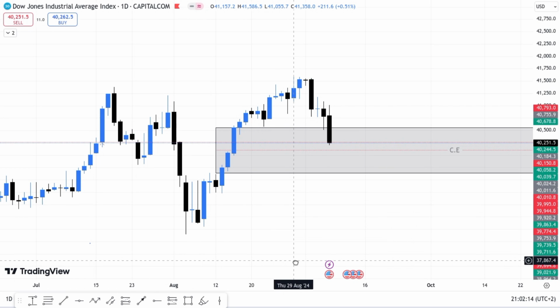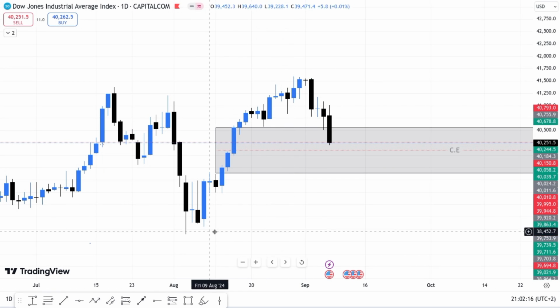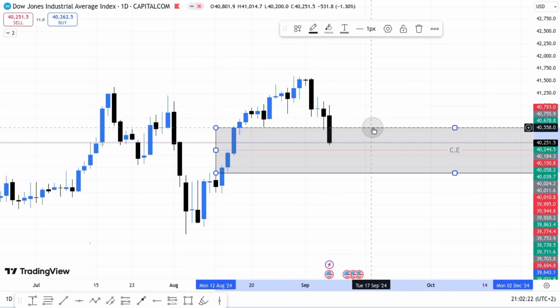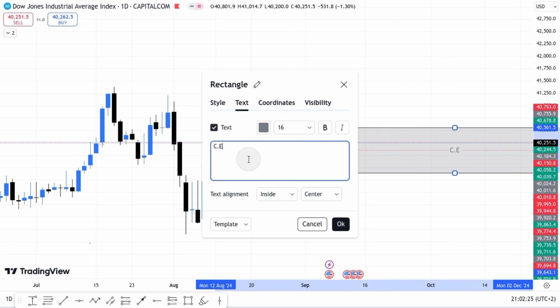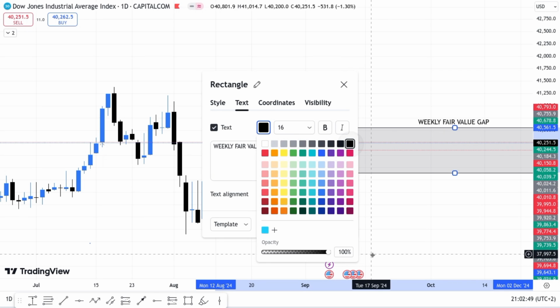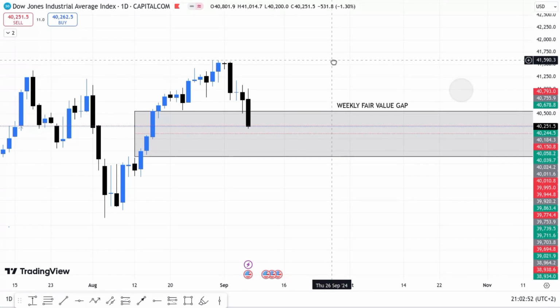While I'm on my daily time frame, I can see a couple of fair value gaps in that same space. Let's mark this one out properly and give it a name tag. Let's label it weekly fair value gap. I want this to be on top and I want to change the color to black. Okay, that is our weekly fair value gap.